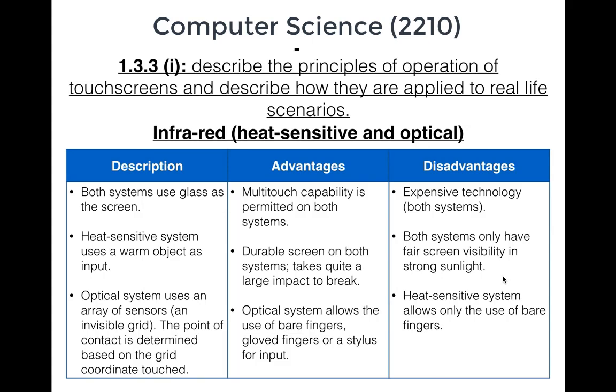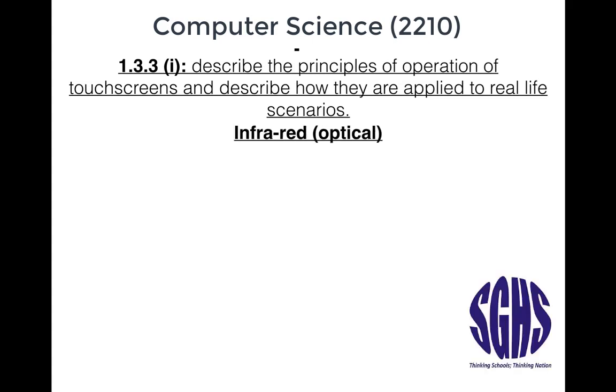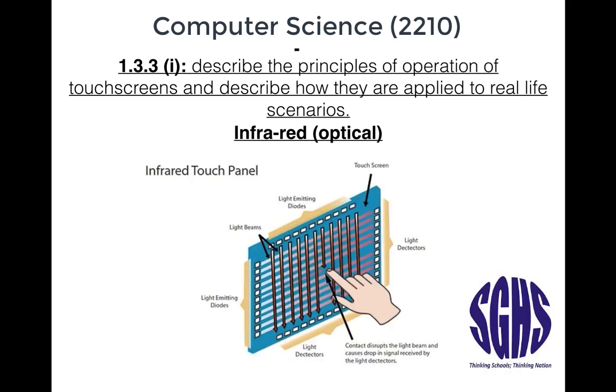Now, there's also one other thing. With the heat-sensitive system, if you're using a heat-sensitive device in cold weather, your fingers are cold, then it's not going to work if you try to touch your screen. So that's why heat-sensitive systems aren't really common. So the optical system kind of looks like this, if you were wondering. So the grids here, and yeah.